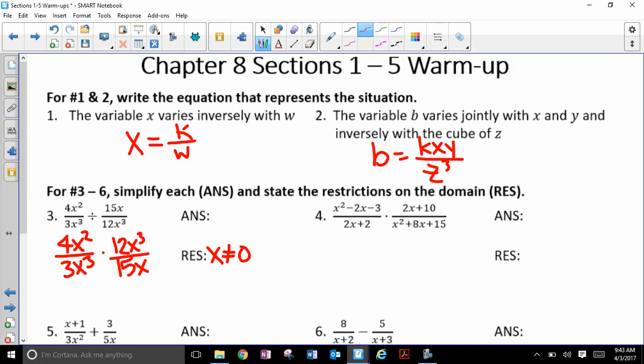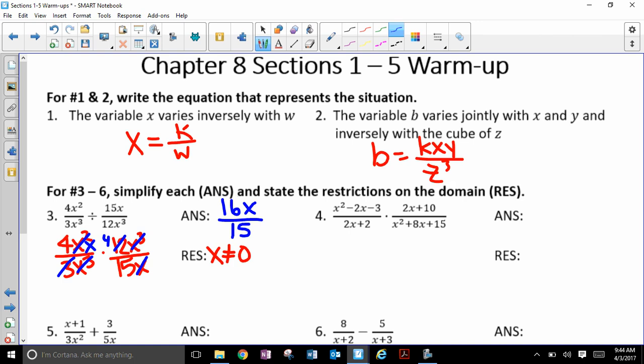Now we try to get rid of what we can. Let me change colors here. So 3 goes into 12 4 times. These x cubes completely cancel. And we've got an x and an x squared, so we've got an x left here. And then 4 and 15, we can't do anything with those, so we multiply straight across what we have left over. So 4 times 4 is 16 x's on top. And then on bottom, we have just 15. And that can't be simplified anymore.